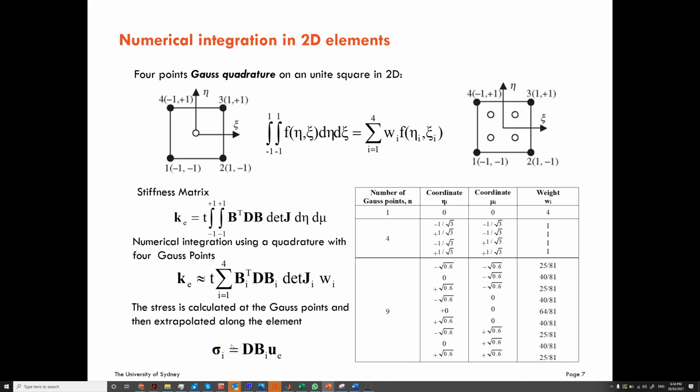So in summary, the isoparametric formulation is very powerful. It has very versatile elements, but it involves some numerical approximations. First, you need to calculate the stiffness matrix numerically using Gauss quadrature, and then the stress is calculated at the Gauss points, and the stress at any other points is calculated by interpolation from the Gauss points.